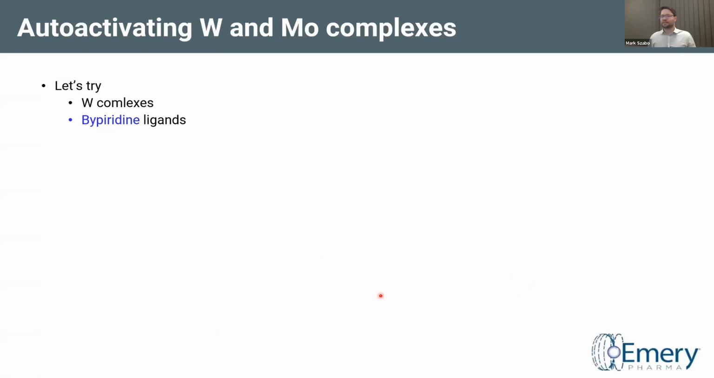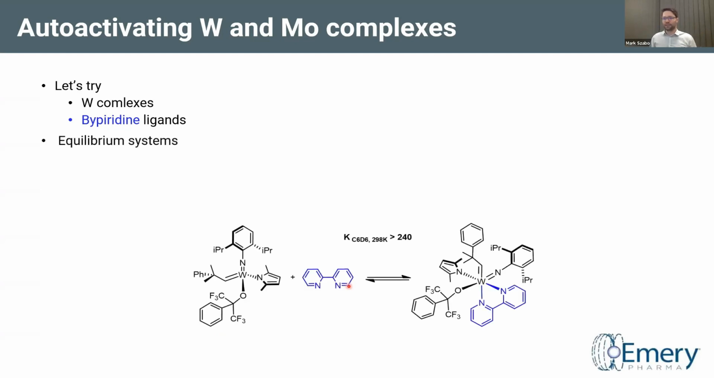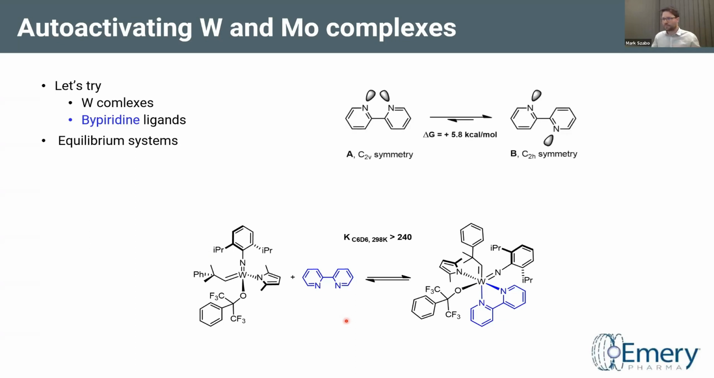And what we did at Szabo was that we used tungsten complexes instead of molybdenum, which are a little bit weaker Lewis acids. And we used bipyridine ligands instead. And what we gained is an equilibrium system. Here you can see the equilibrium constant of the system. So actually, we made these complexes, these 18 electron complexes, auto-activating, because if you put them in solution, they will automatically dissociate, and the active complex will be there to do the reaction for us.